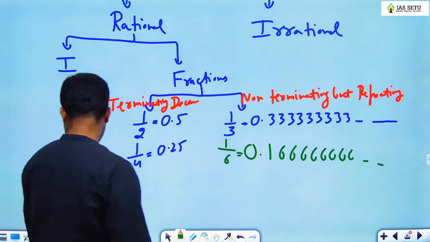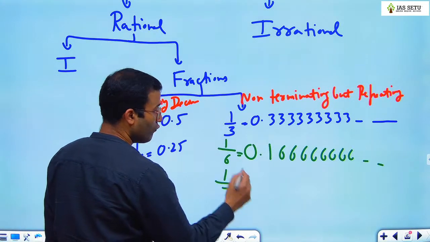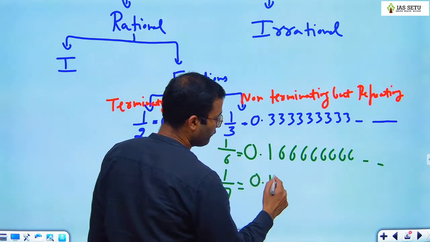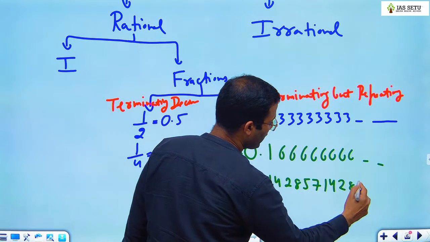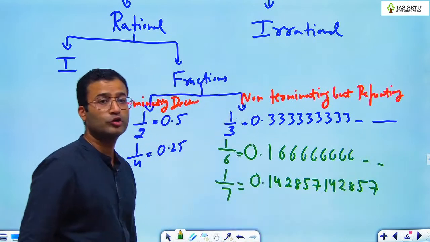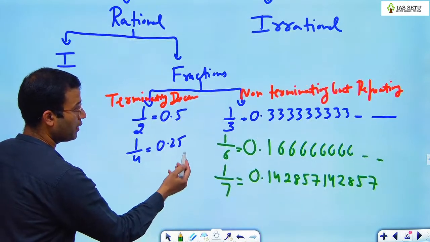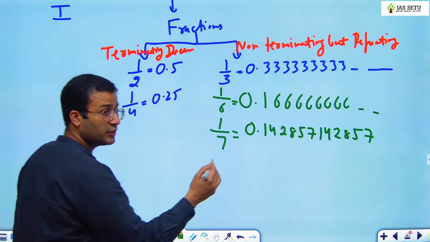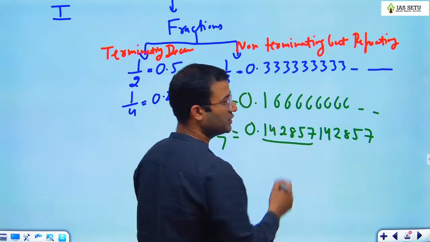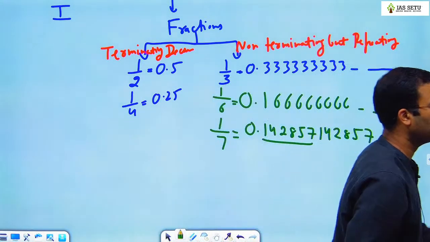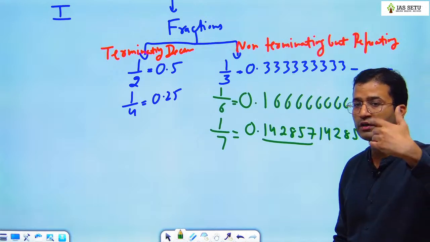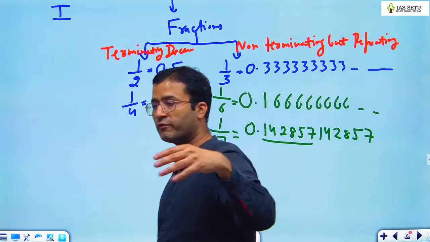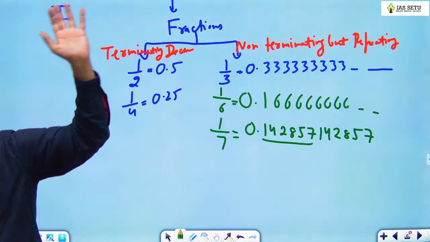Let me tell you 1 by 7. 1 by 7 is 0.142857, 142857, 142857. Sir ji, you get repetition after 6 digits, but there is a repetition. 142857 will repeat; 142857, 142857 will keep going.